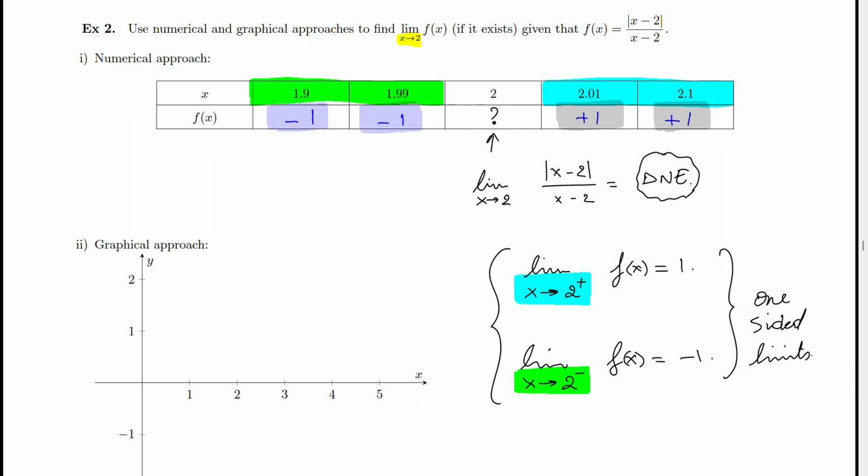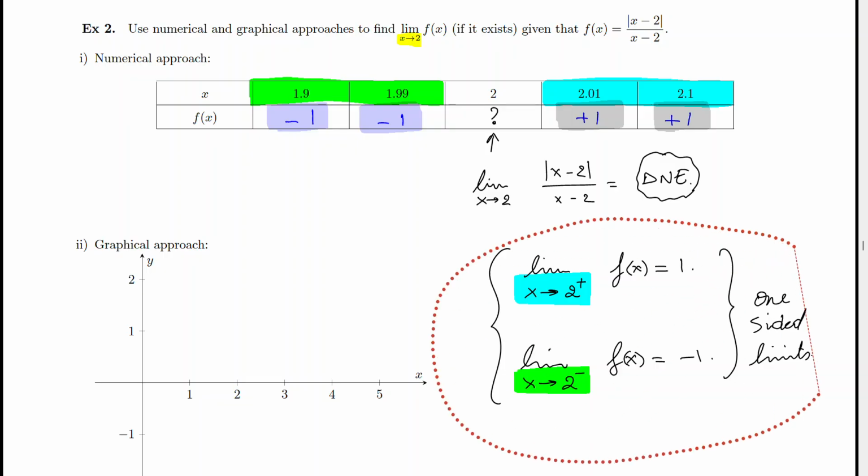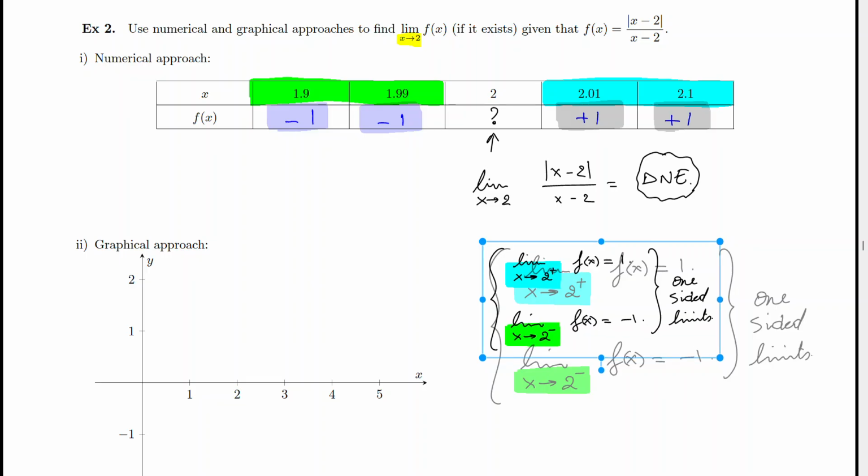So in summary, for the limit to exist, what needs to happen is the one-sided limits have to give us the same number, and that number is the one we would write there. If the one-sided limits are not resulting in the same value, then we say that the limit of the function f of x does not exist.